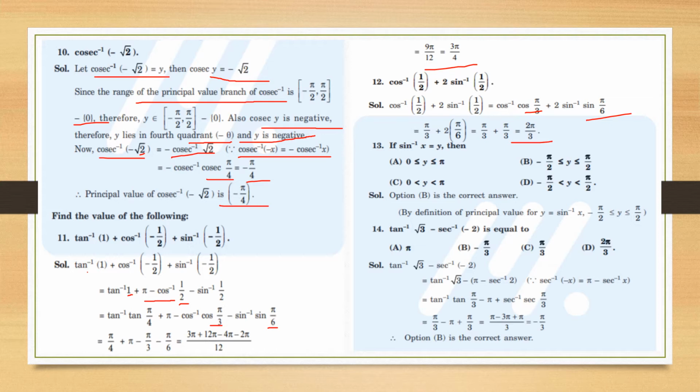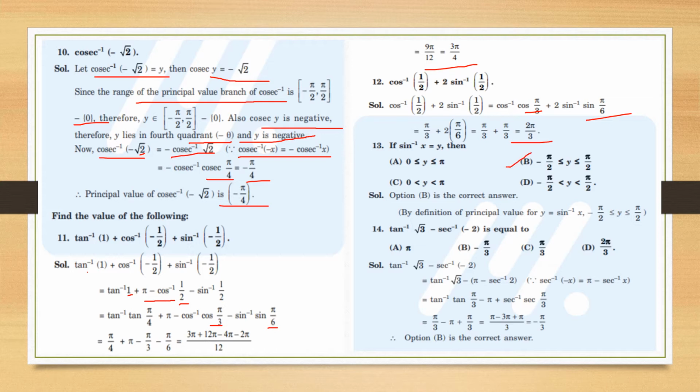Number 13 is just a simple question based upon the basic properties: sin inverse x equal to y. Then out of these four conditions, which one is true? So I know by the definition of principal value for y equal to sin inverse x, option number B is correct.